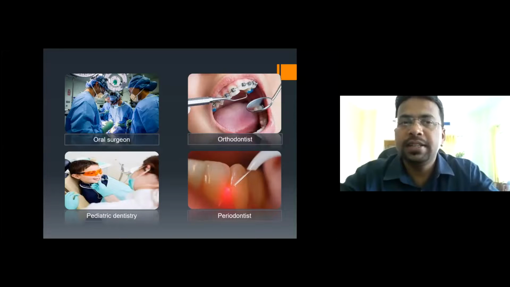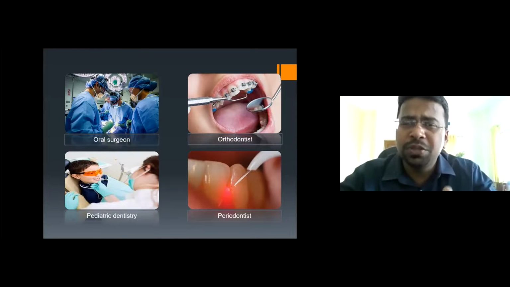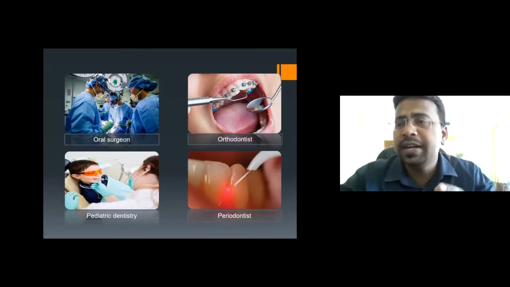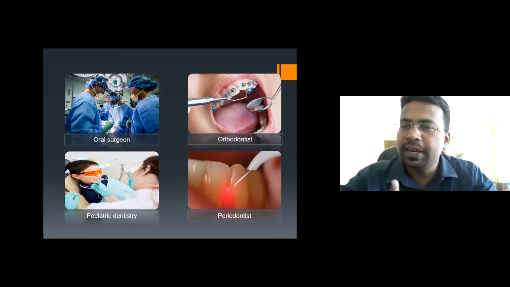If you are an oral surgeon, the majority of your work is cutting, so you need a higher power laser. Okay. Orthodontists use it mostly for frenectomy procedures, fibrotomy procedures, then canine exposure procedures. In such cases, soft tissue lasers can be used effectively.